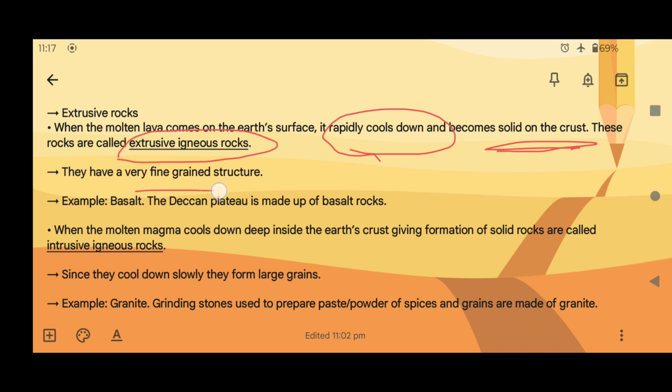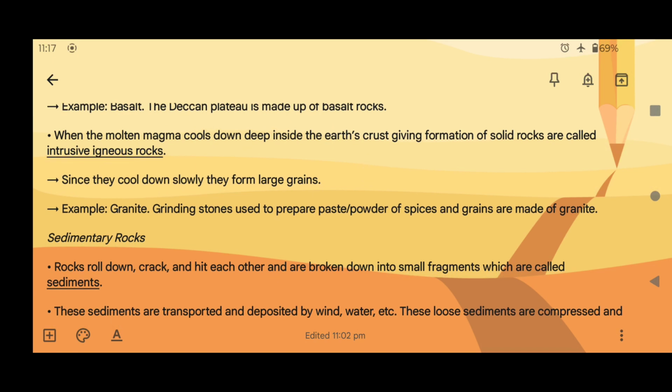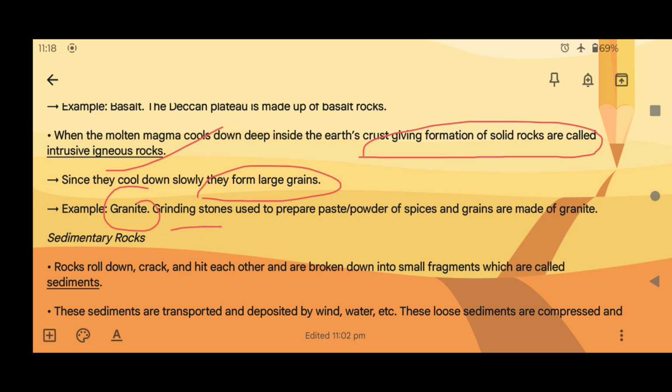They have a very fine grained structure. Example, basalt. The Deccan Plateau is made of basalt rocks. When the molten magma cools down deep inside the Earth's crust, forming solid rocks, they are called intrusive igneous rocks. Since they cool down slowly, they form large grains. Example, granite. Grinding stones used to prepare paste and powder of spices and grains are made of granite.